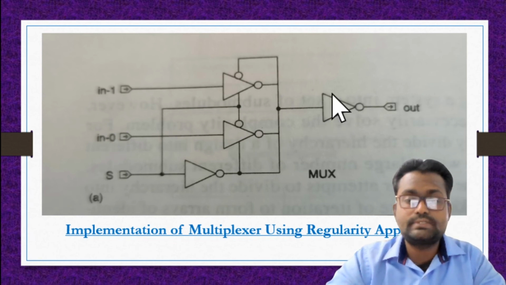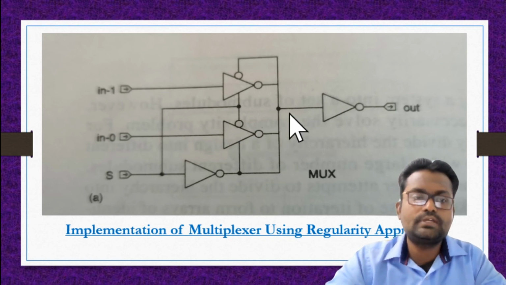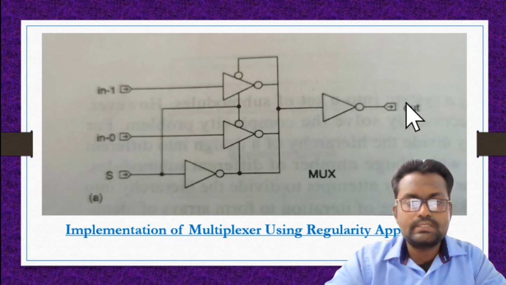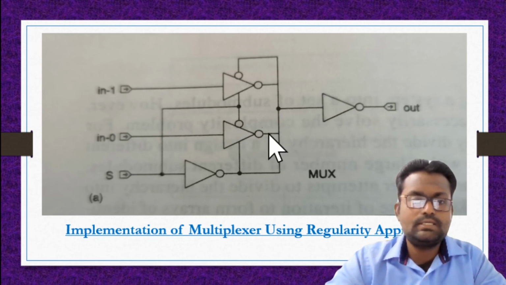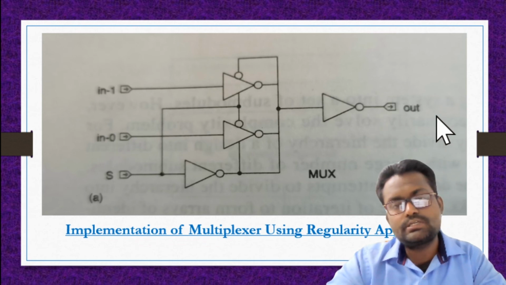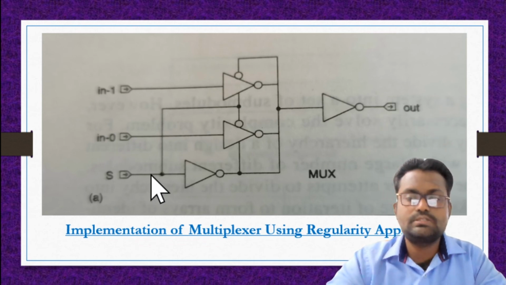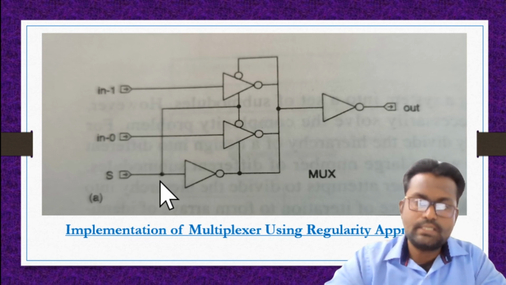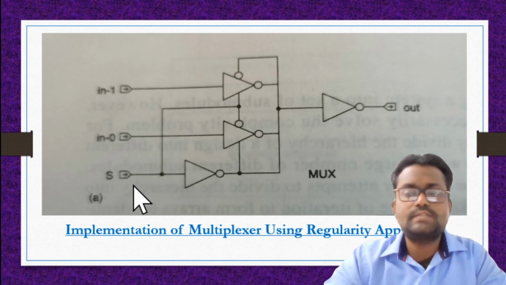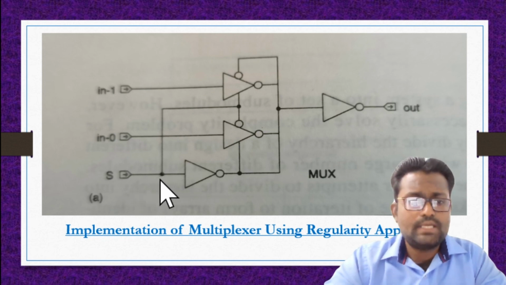If we connect two inverters in series, it makes a buffer. So this input 0 is transmitted towards the output if we consider the select value as 0.